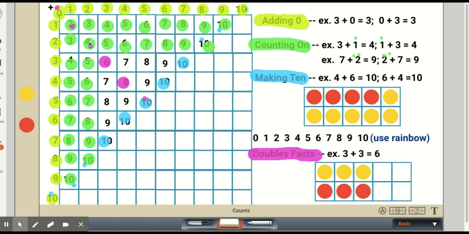Same thing with these others. For instance, 2 plus 2. A first grader may think of it as 2 and counting on 2 to get to the 4, or they may be thinking of it as their doubles facts. 2 plus 2 is 4. So that's why I have the multiple colors on some of these numbers.